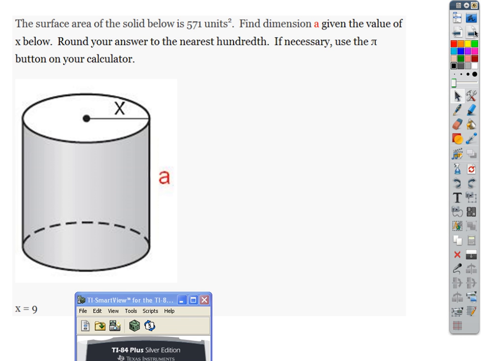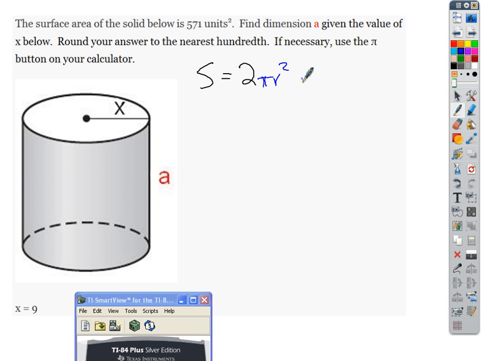2 pi r squared plus 2 pi rh. Okay, good. We get 2 times pi r squared plus 2 pi rh. Now, what does the 2 pi r squared really represent?